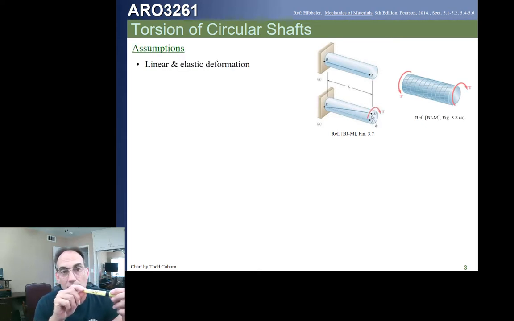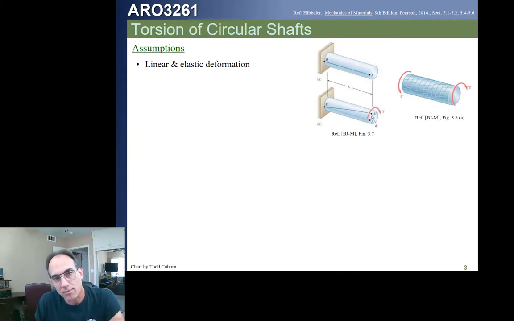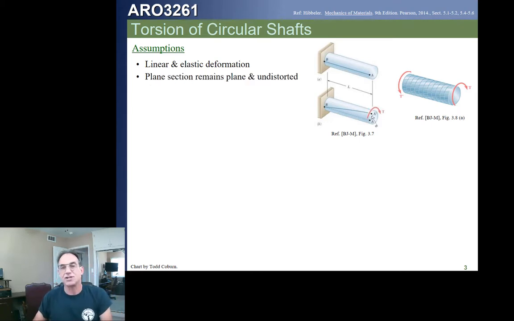So if we imagine first a long circular cylindrical member, imagine we've got this line on the side of it, as you can see here, and as we twist that, we see a torsional deformation of the structure. We're going to make some assumptions. We're going to assume that our deformations are linear and elastic. We're going to imagine that plane sections remain plane.